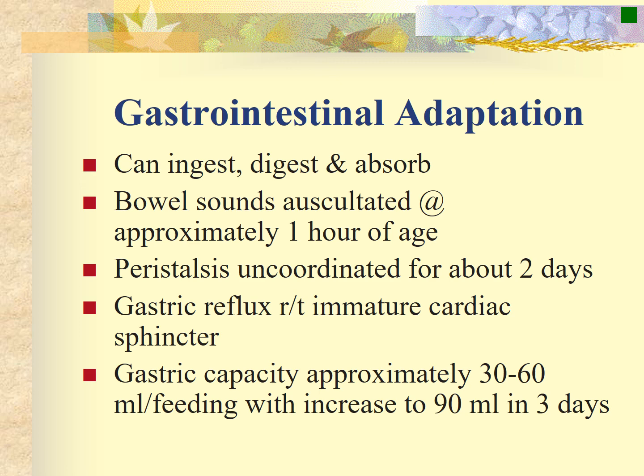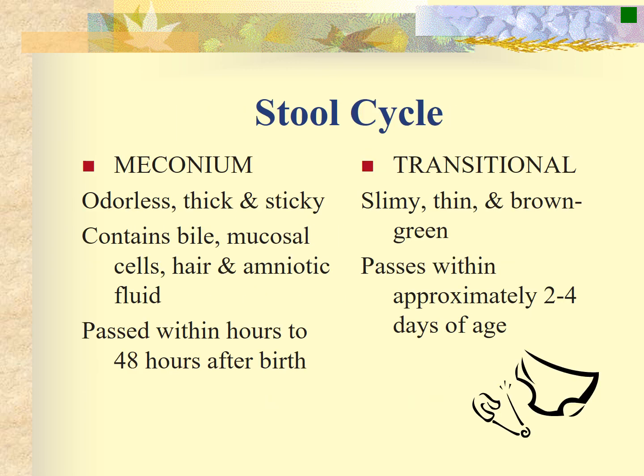Gastric capacity is approximately 30 to 60 milliliters per feeding, with increase to 90 in 3 days. It's about how much those little tummies can hold. Stool cycle starts out with this thick meconium. It doesn't have an odor. It's thick and sticky, very difficult to clean up. It contains bile, mucosal cells, hair, amniotic fluid, and it's passed within hours to 48 hours after birth. That's the first stool that the parents and you will see.